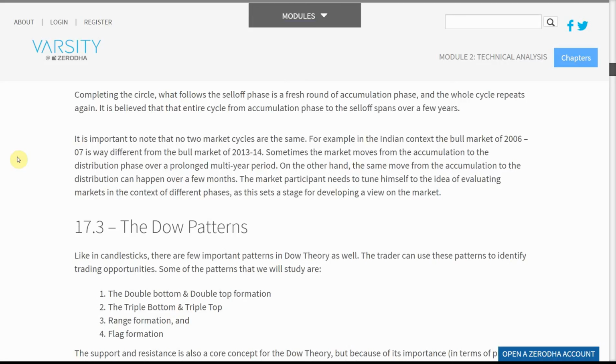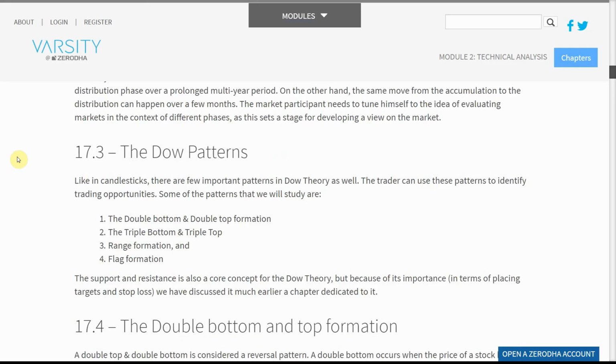For example, in the Indian context, the bull market of 2006-07 is way different from the bull market of 2013-14. Sometimes the market moves from the accumulation to the distribution phase over a prolonged, multi-year period. On the other hand, the same move can happen over a few months. The market participant needs to tune himself to the idea of evaluating markets in the context of different phases, as this sets a stage for developing a view on the market.